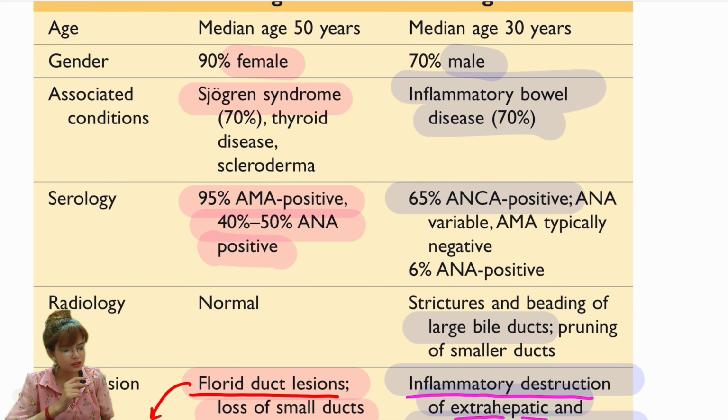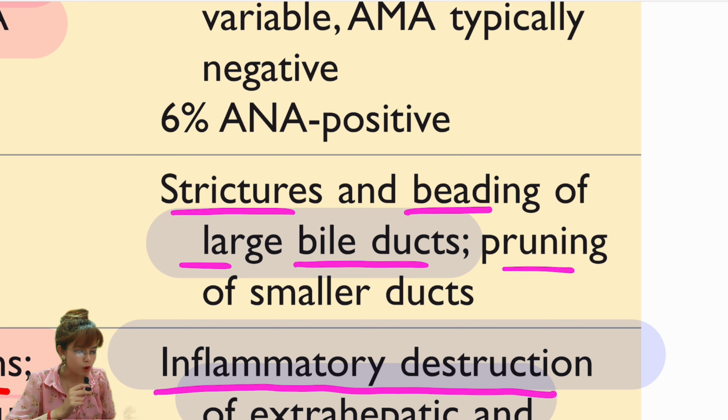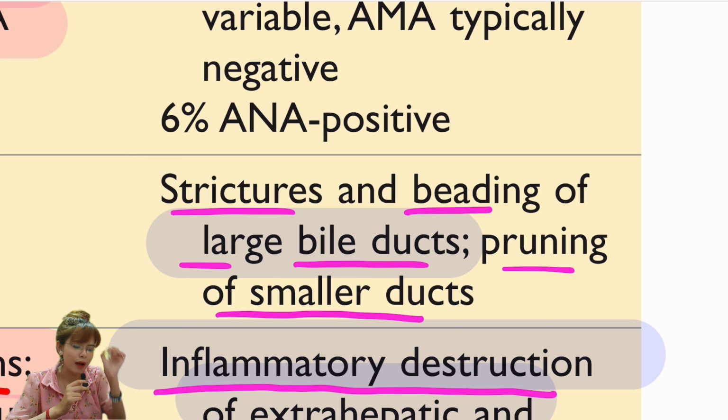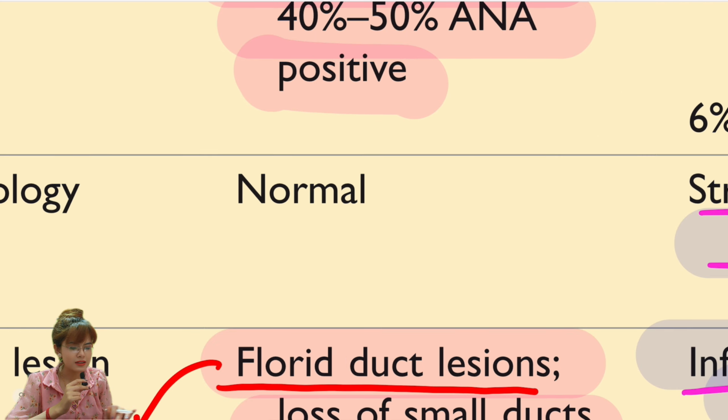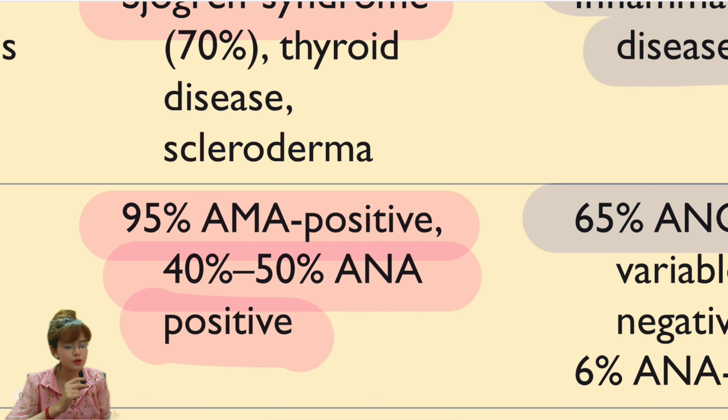And as I mentioned, in the radiology, this is going to be having beading and strictures of large bile ducts and pruning of smaller ducts. You have to remember, you have to learn this by heart. Even if you don't understand, doesn't matter, you have to learn this chart by heart because in the exam the options will come from this. And this is normal. Okay, so very important, this is normal, but you have findings in this sclerosing cholangitis.